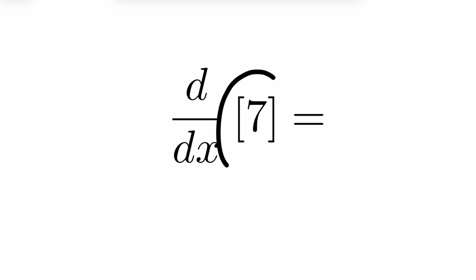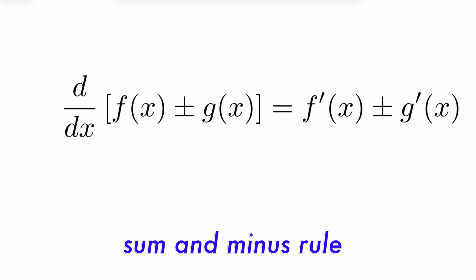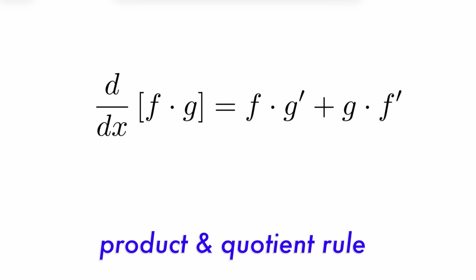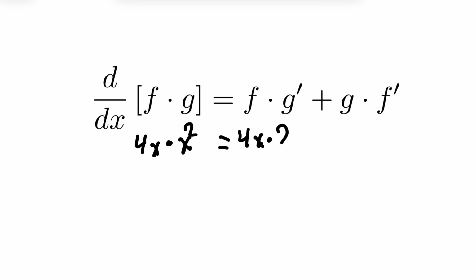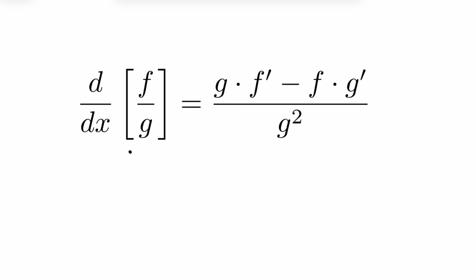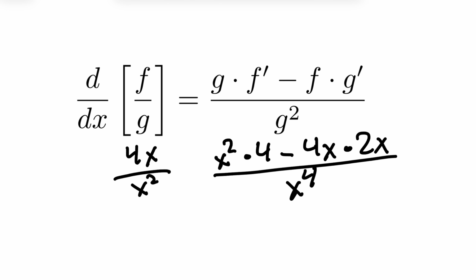Constant rule. The derivative of any constant is just 0. The derivative of 7 is 0. Sum and difference rule. If you have terms being added or subtracted, treat each term separately. Product rule. When 2 functions are multiplied together, it's the first function times the derivative of the second plus the second function times the derivative of the first. Quotient rule. Similar to the product rule, but flip the sign and square the denominator.